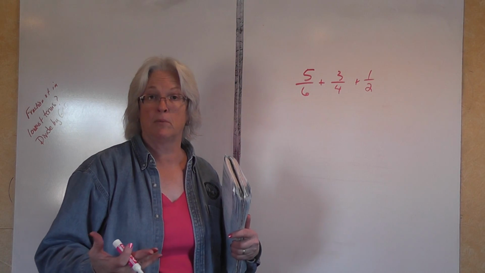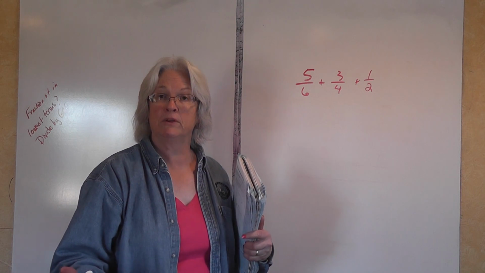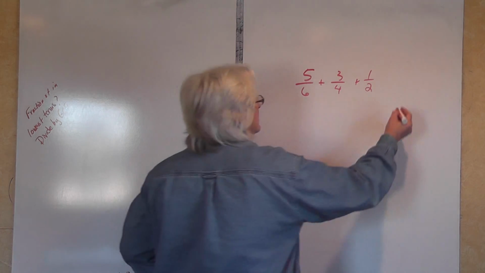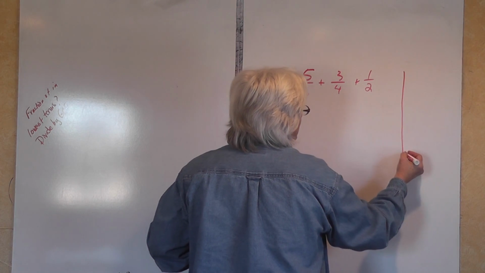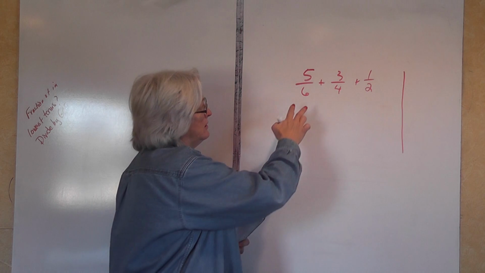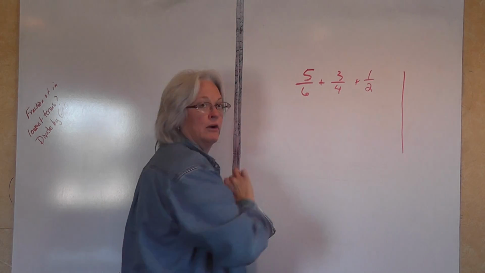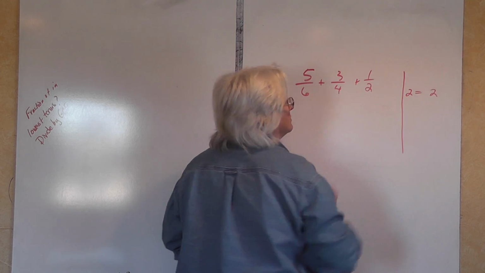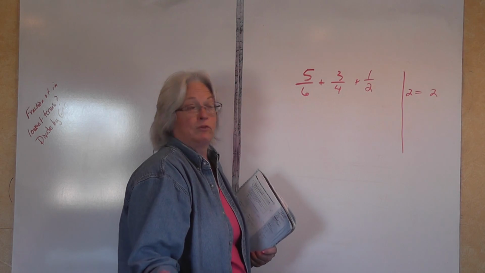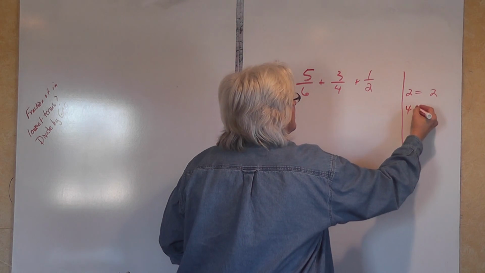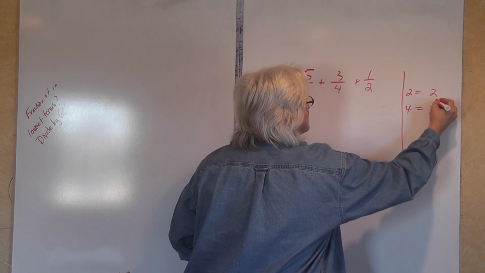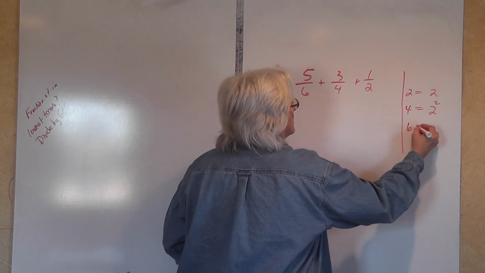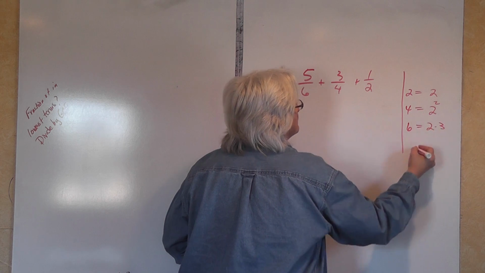Obviously, they don't have the same denominator. We have to come up with a common denominator, and that is going to be our least common multiple. In order to get our least common multiple, we have to write each denominator here in prime factored form. So we can say 2 is a prime number, so its prime factored form is just 2. 4 is 2 used as a factor twice, 2 squared. 6 is 2 times 3.